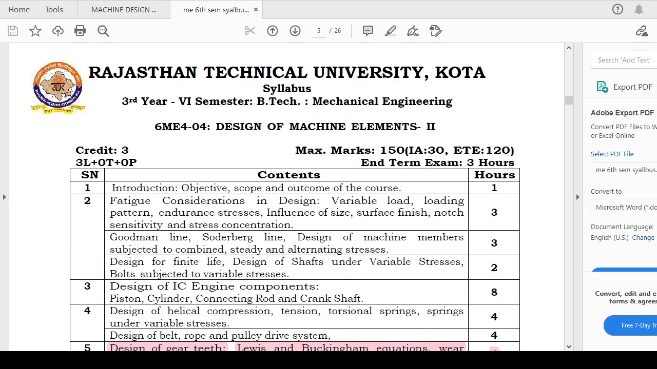Hello friends and my dear students, today we are going to discuss Design of Machine Element 2, which is there in the third year, 6th semester BTech Mechanical Engineering curriculum of Rajasthan Technical University.